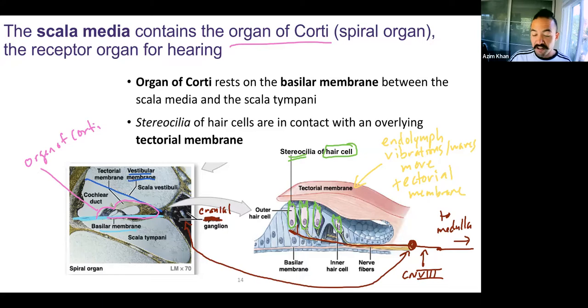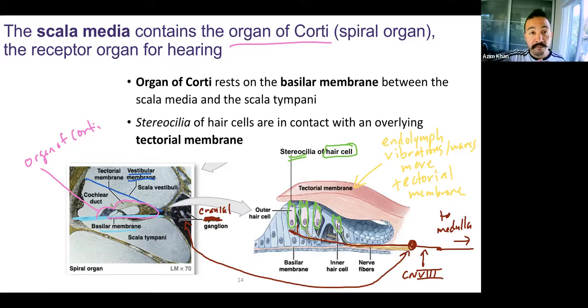So, sound waves are funneled by your auricle, enter through the external acoustic meatus, vibrate your tympanic membrane, vibrate the malleus, then the incus, then the stapes, vibrate the oval window of the cochlea, cause fluid waves in both the perilymph and endolymph.